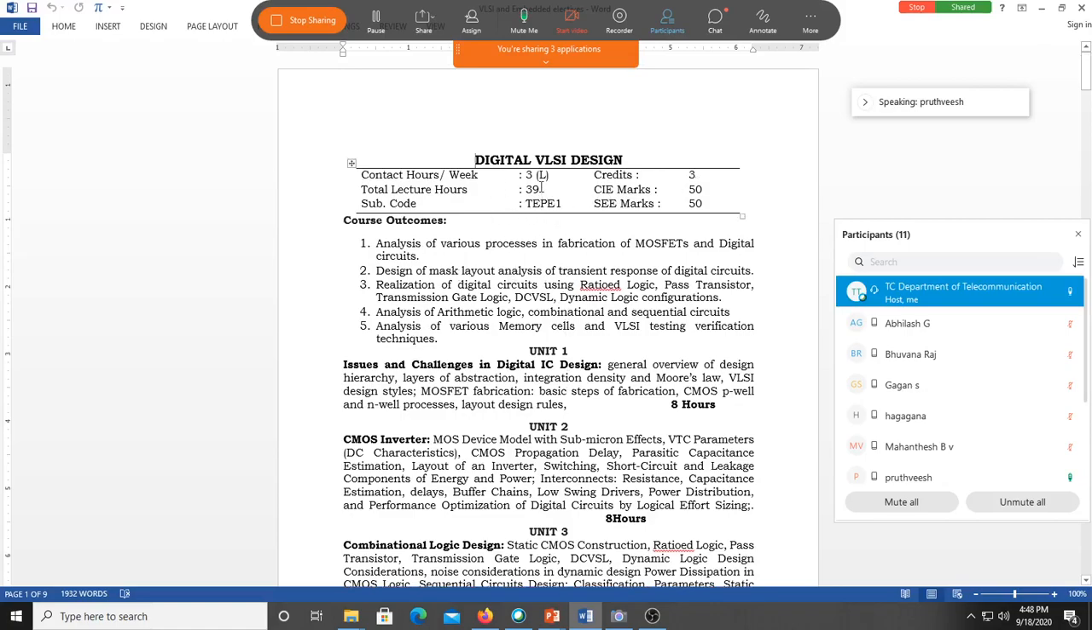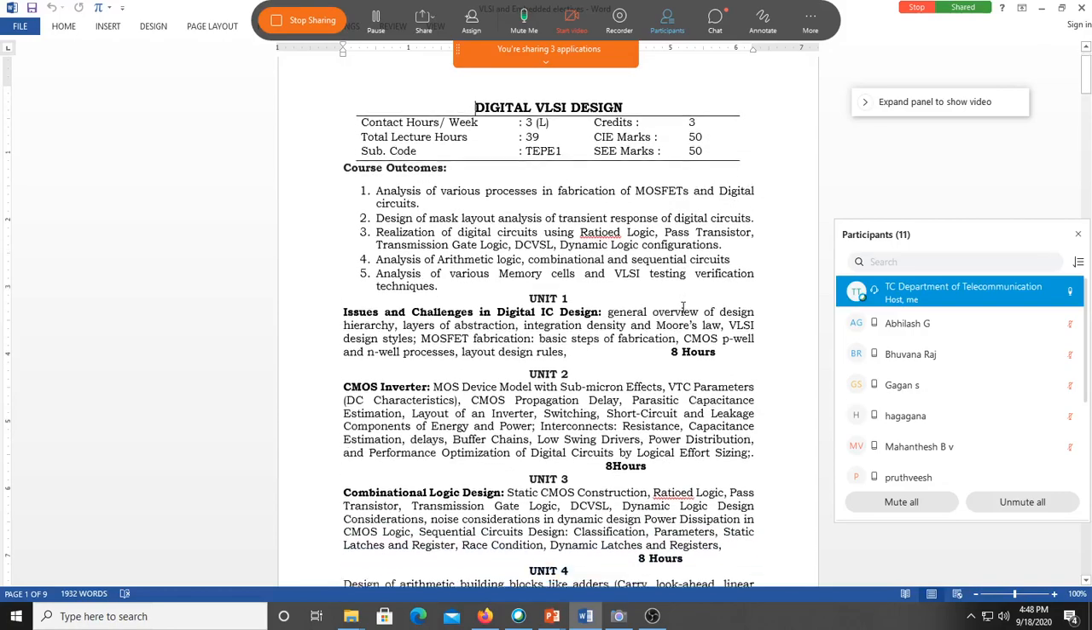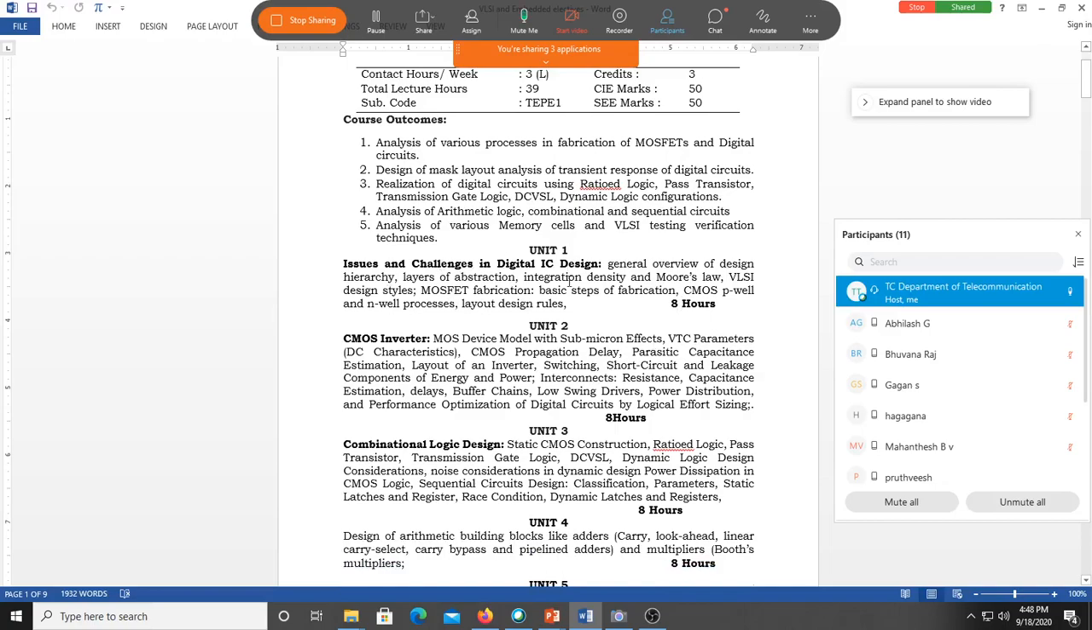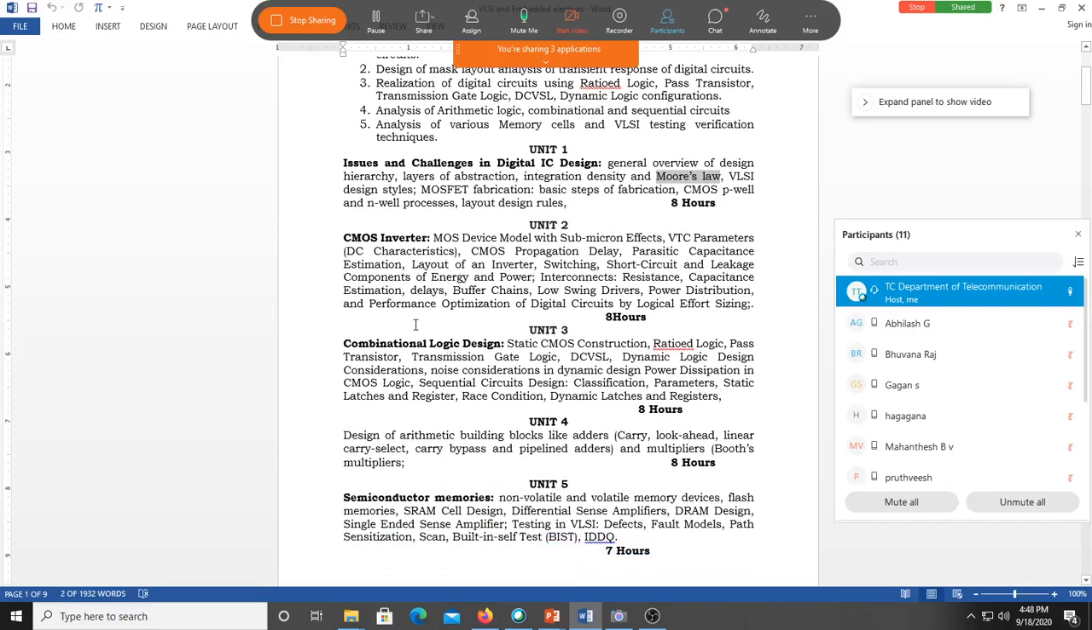So this is Digital VLSI Design. It is a 3 credit course, weekly 3 hours, and 50 marks for both CIE as well as CE. Issues and challenges in digital IC designs. You can see there is Moore's law and design styles of VLSI, MOSFET fabrication, basic steps of fabrication, CMOS P-well and N-well process, and design rules, that is lambda based rules. Then comes the CMOS inverter: how do you fabricate an inverter, and what are the issues involved in finding the propagation delay, parasitic capacitance, and all those things.